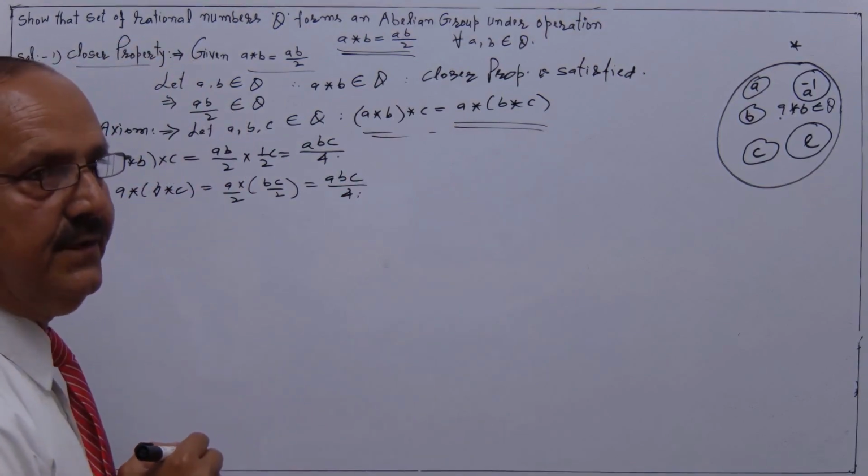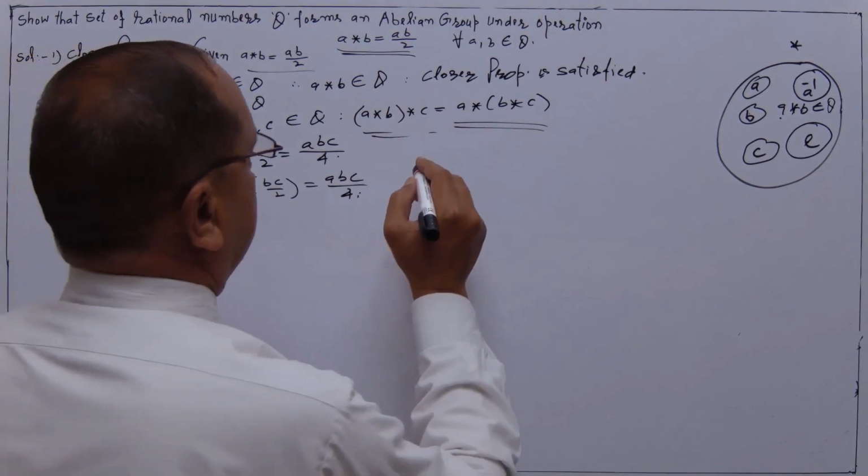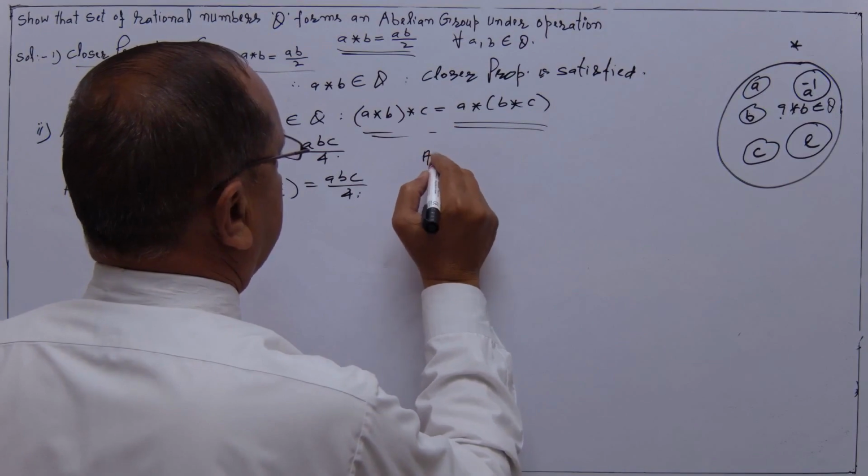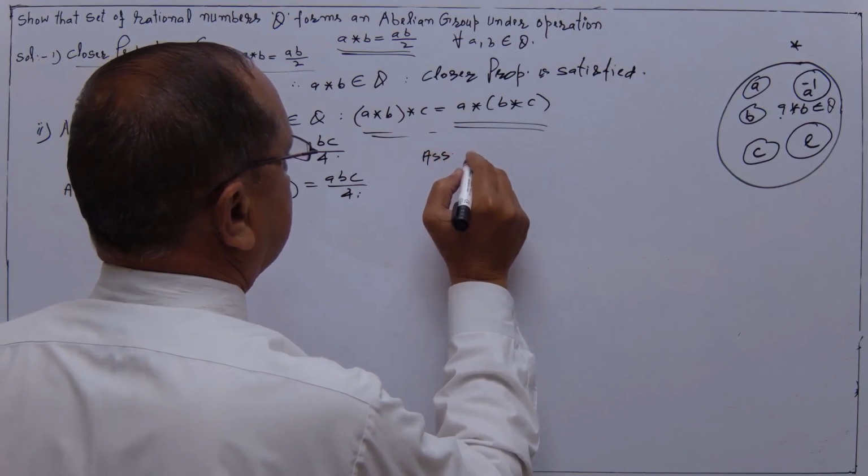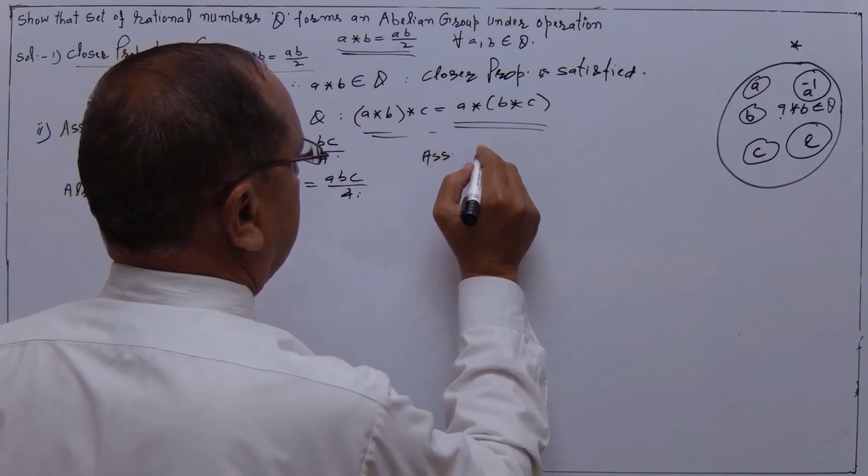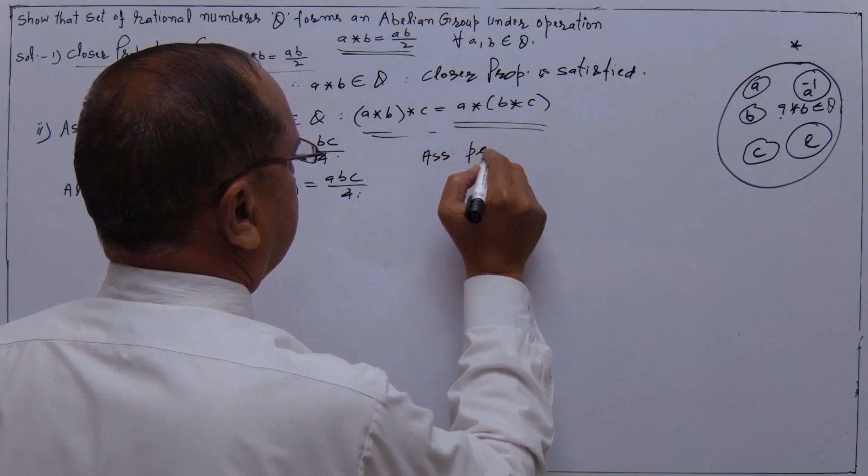It means these two are also equal. So it means associative property is satisfied.